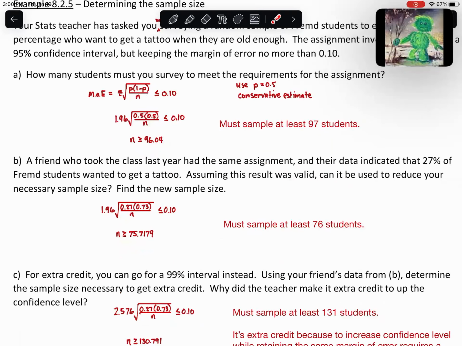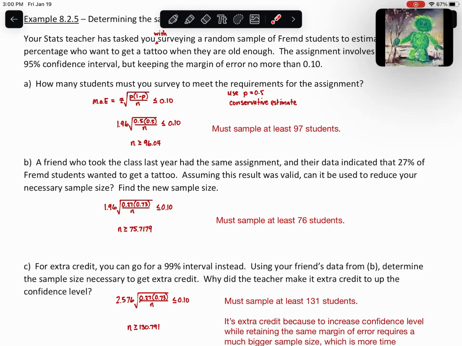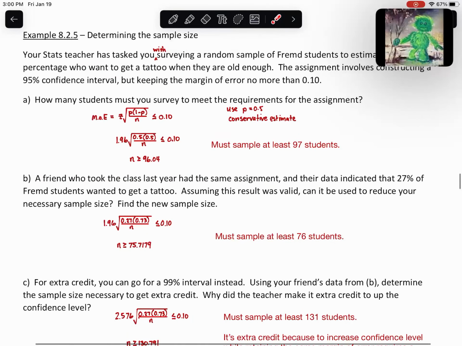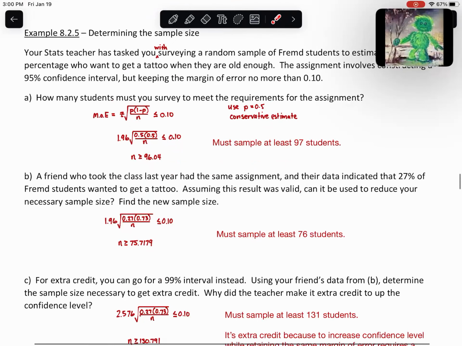Part B. Okay. We have a friend who took the class last year that had the same assignment as what was mentioned above. What percentage of students want to get a tattoo?